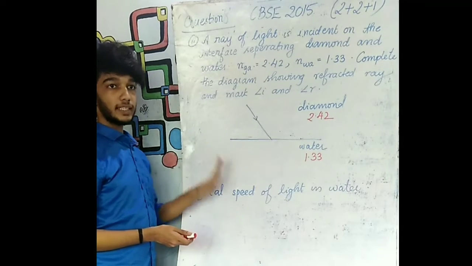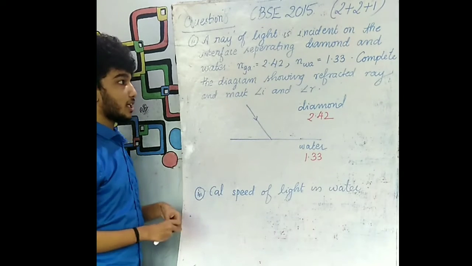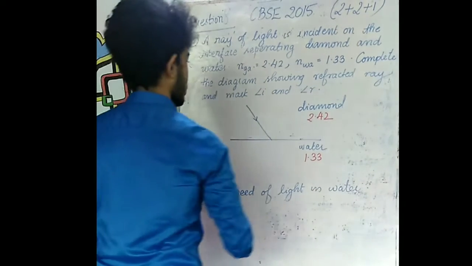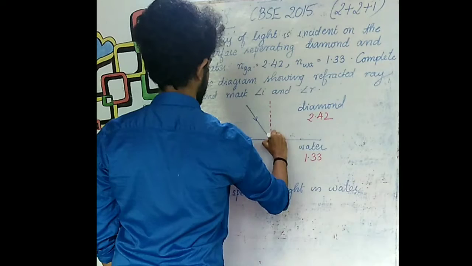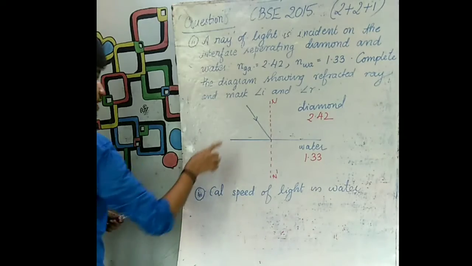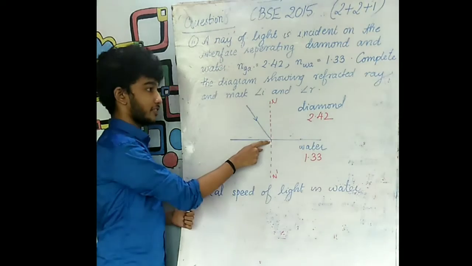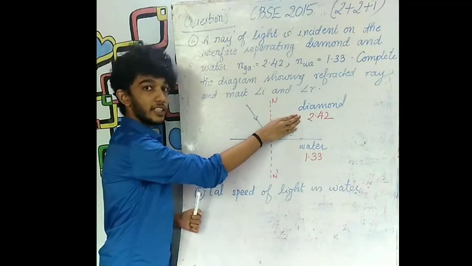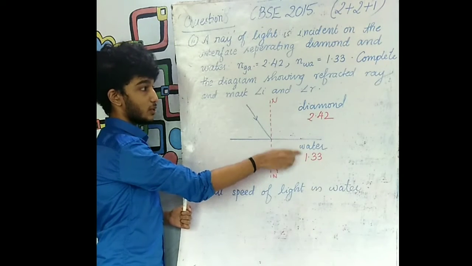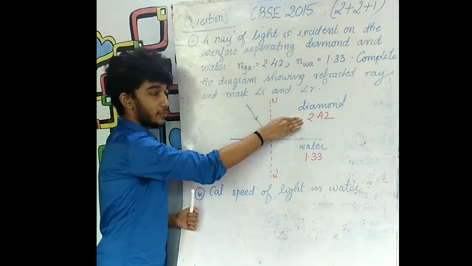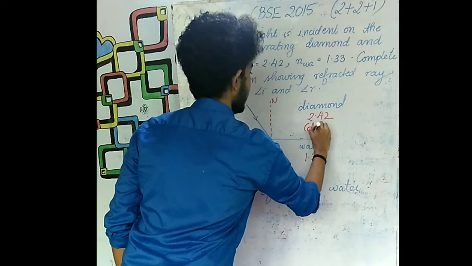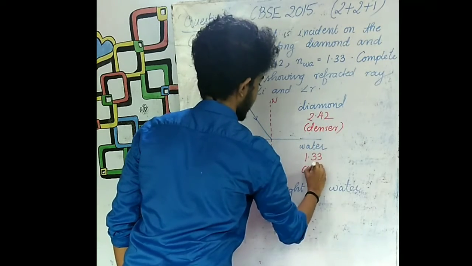So we are asked to complete the diagram showing the refracted ray. In order to show the refracted ray, it is necessary that the normal has to be drawn. So let us draw the normal. Let it be N dash. Now the ray of light is striking the point of incidence. So here the refractive index of diamond is more as compared to the refractive index of water. So it is an optically denser medium and this is the optically rarer medium. We have to identify which is the denser medium and which is the rarer medium.